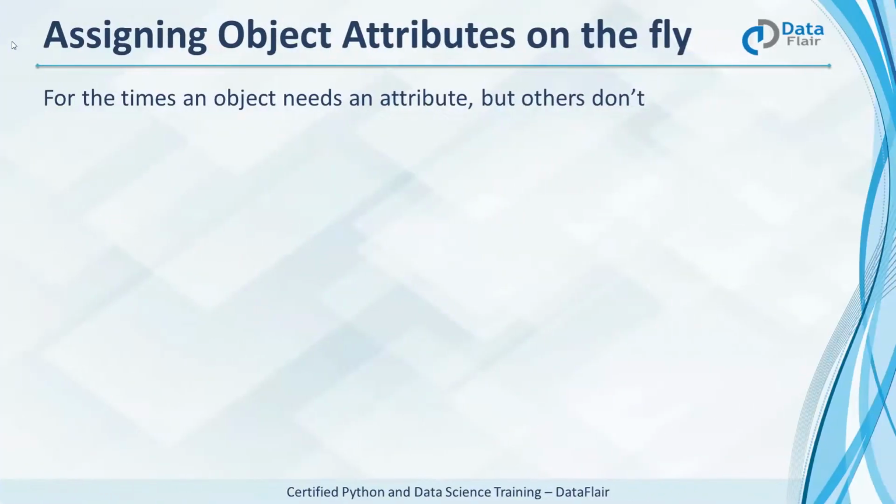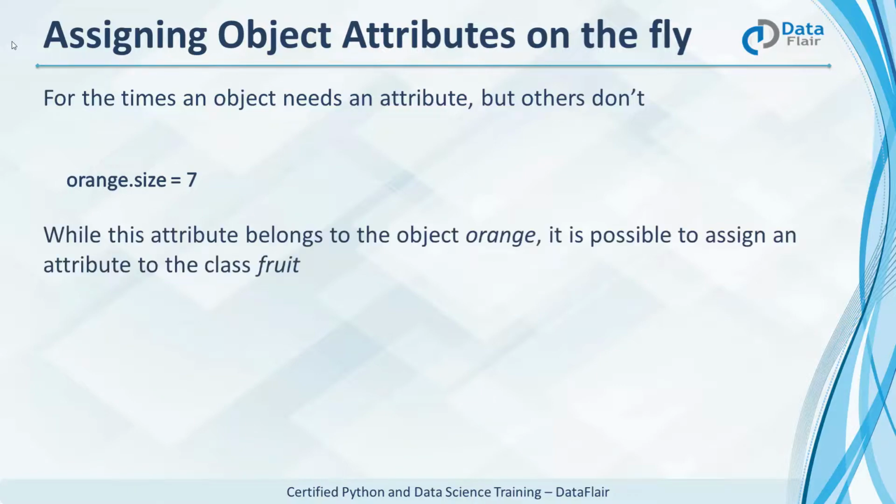There may be times when an object needs an attribute, but other objects don't need it. So we can simply define it for that particular object that needs it. For the object orange, size is 7. No other object cares about the size. On the fly, we can also assign attributes to the entire class itself. The size for each fruit is now 7.